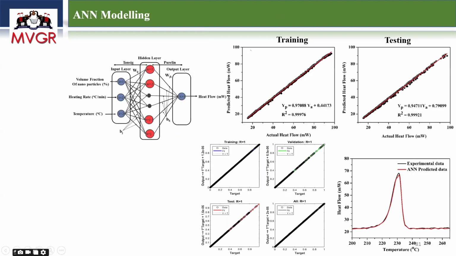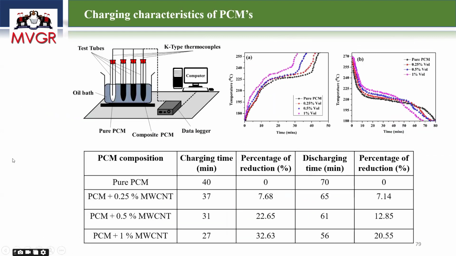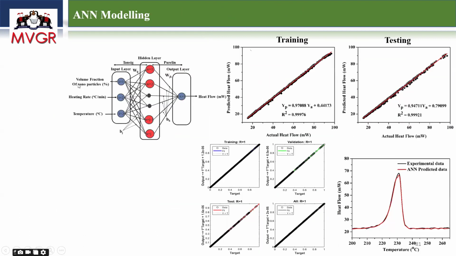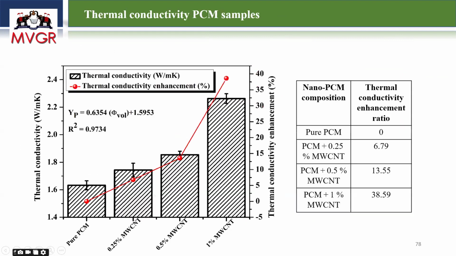So here pure PCM is there, 0.25 multiple carbon and mixture is there, 0.5 and 1% multiple. 4 samples are there. So 4 samples I was passing as one input parameter. And heating rate. So here DSC was performed with different heating rates.